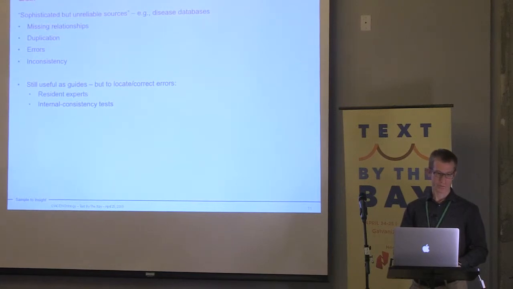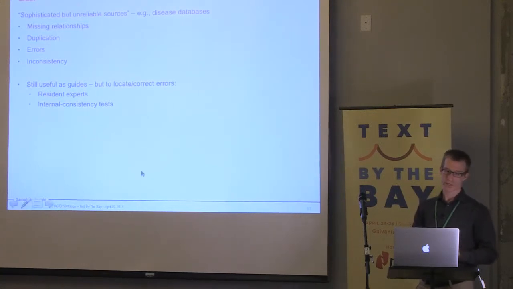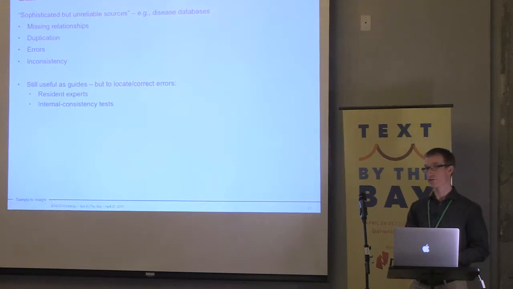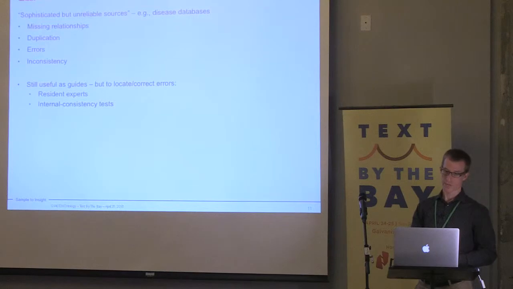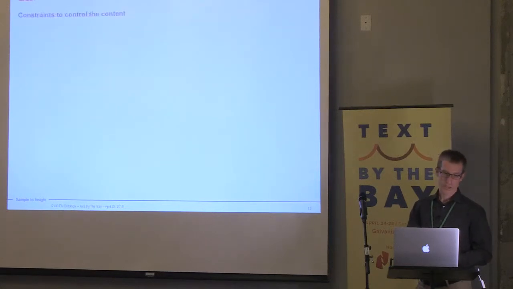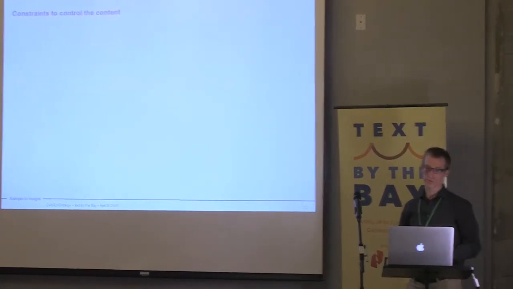And so, as I say here, we use both in-house experts, scientists, as well as internal consistency tests in the ontology itself to detect those kinds of errors. So we don't rely completely on people looking everything over, but because we are maintaining an ontology, we can see internal inconsistencies, and those can be flagged for corrections.